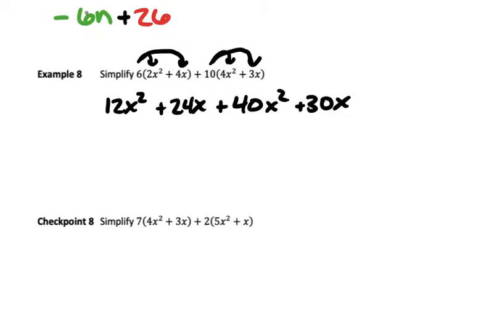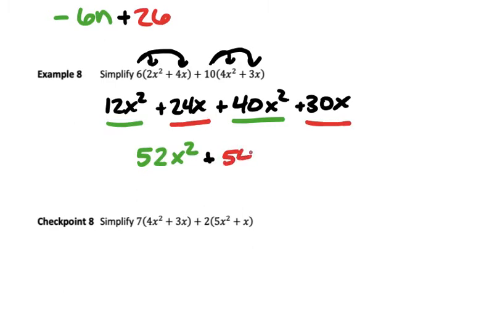Then I would go through and combine my like terms. 12x squared plus 40x squared. 12 plus 40 is 52x squared. Remember, we're not adding the exponents here. We're just combining the numbers in front by adding, and then the exponent, whatever it is, would stay the same. Then we would add 24x plus 30x. That's a total of 54x's.